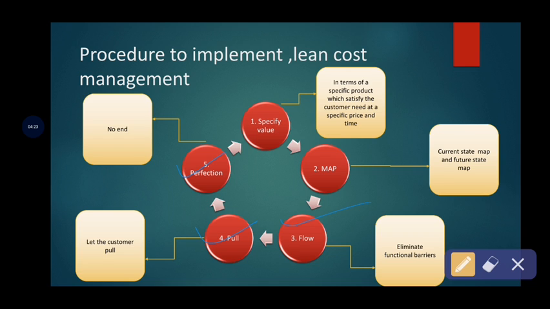So after reaching perfection, next, again the company needs to specify the value, and again the company needs to map the current and future status to know the gaps between the current and future status, and again it will be focused on the flow or workflow to identify the barriers and issues. Then automatically again, as per the needs of the customer, they are going to pull the product. Then again it leads to perfection. So therefore it is a continuous process and there is no end for these steps. So these are the procedures to implement the lean cost management.